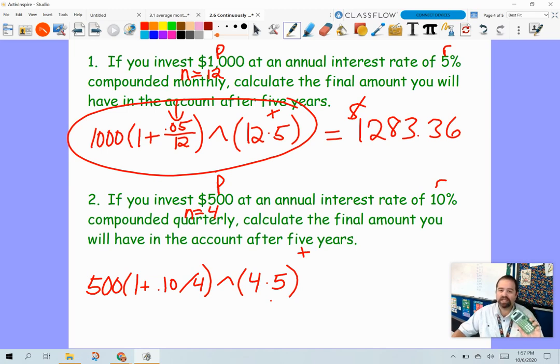If you're not using a calculator, God have mercy on your soul. All right, 500 times 1 plus 0.10 quarterly, exponent quarterly times 5 years. So out of this, 5 years, you leave this money alone for 5 years, you're going to have $819.31. So you made an extra $319 just leaving that money sitting alone. Now that may not sound like much, but this also doesn't account for the fact that if you were to continue to deposit money.